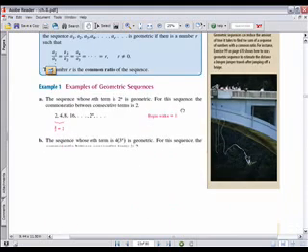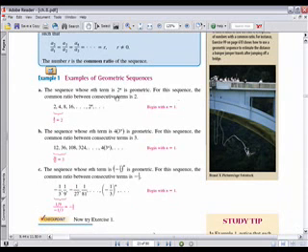So a couple examples. First, the nth term of this one is 2 to the n, so you start with n equals 1. 2 to the first power is 2, 2 to the second power is 4, 2 to the third power is 8, and so on. And if you divide any term by the previous one, you always get 2. Here we have 4 times 3 to the n, so the common ratio then is 3. So 36 divided by 12 is 3, and so on.